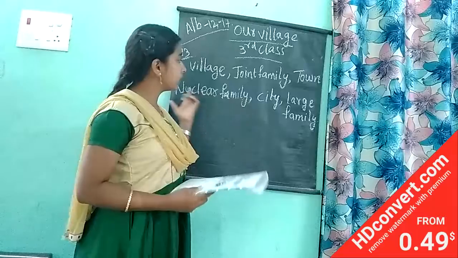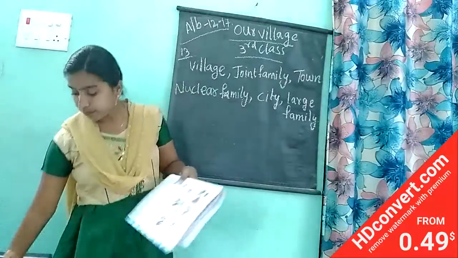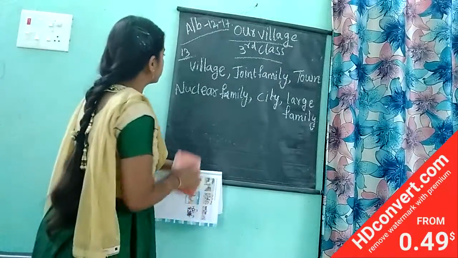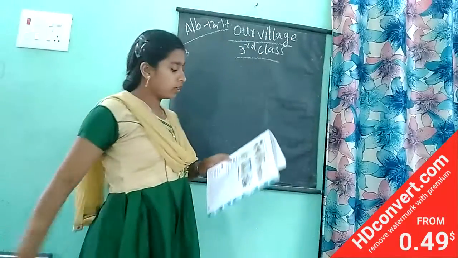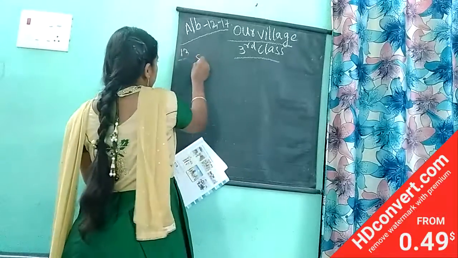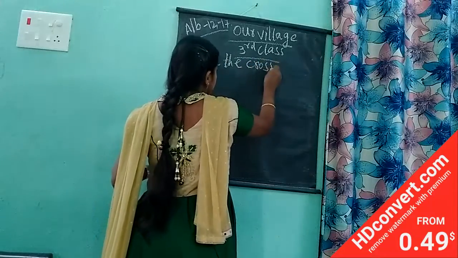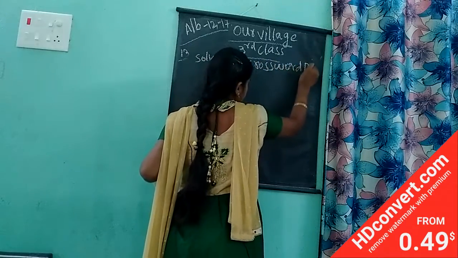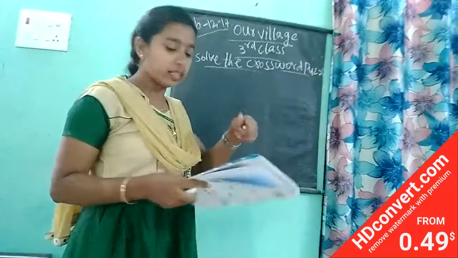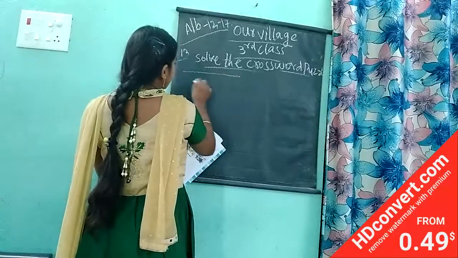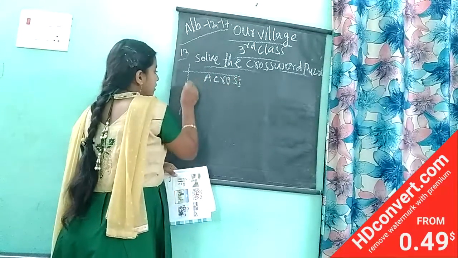Okay, children. So this is name the type of family or the neighborhood. Complete this one. After completing this one, next, in the 13th page only, the second one: solve the crossword puzzle. In this, what we have to do: across and down. Across means this one, down means this one. This is the across and this is the down.